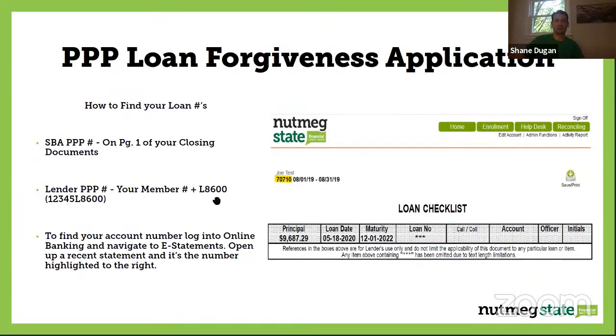And again, as I put on here before, that 5 to 6 digit number would also have that L8600. And that L8600 is everybody's SBA loan number, okay? The member number and then that loan number together creates your lender PPP number, all right? Hopefully that makes sense. But if you do have any questions on where to get that information, we'd be happy to help get that for you.